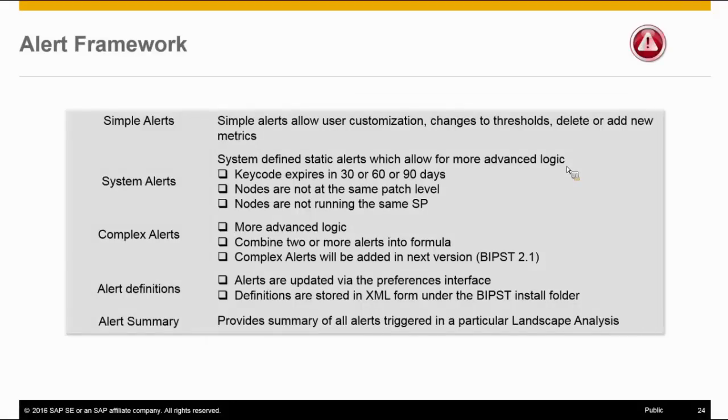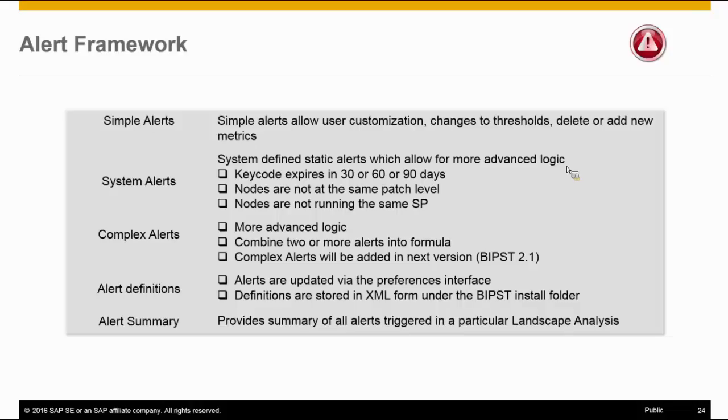So, new to 2.0: previously in the 1.x versions, all of the alerts in the landscape report were static, so you couldn't change those. We had to define them in the code. Now what we've done is broken away from that and made it a user customizable framework. Currently, we have simple alerts that you can customize, or if you don't like what alerts are being triggered, you can change the threshold, or you can just delete it altogether, and then you won't see that alert in the next report run.